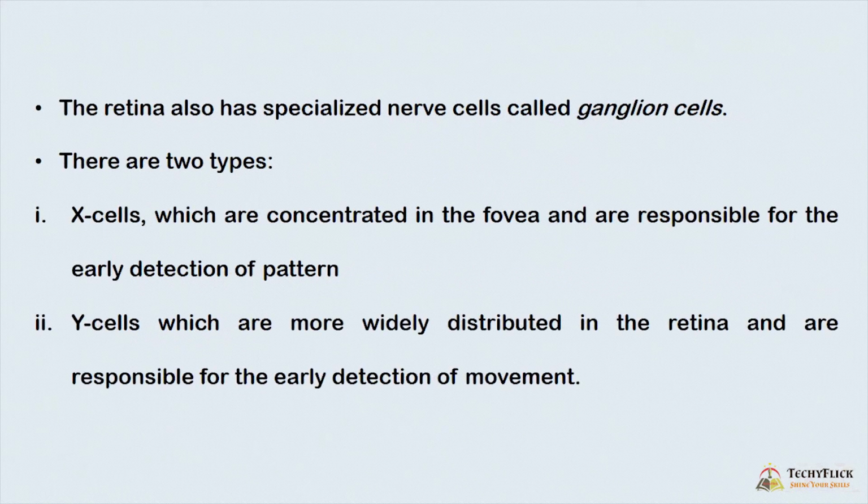The retina also has specialized nerve cells called ganglion cells. There are two types, one is X cell and another one is Y cell. X cells are concentrated in the fovea and are responsible for the early detection of pattern. Y cells are more widely distributed in the retina and are responsible for the early detection of movement.